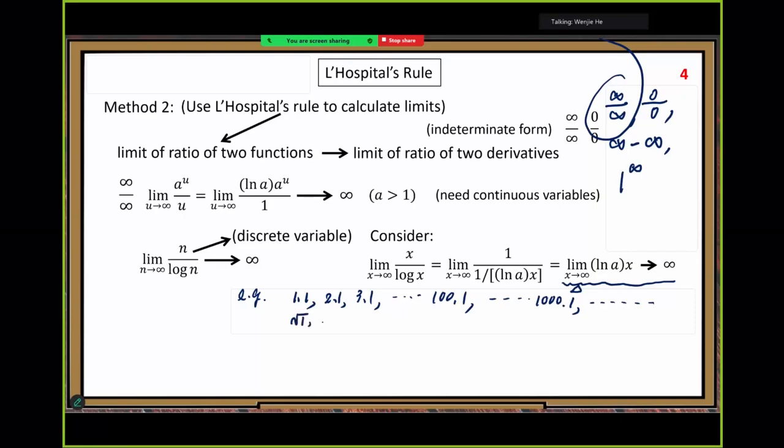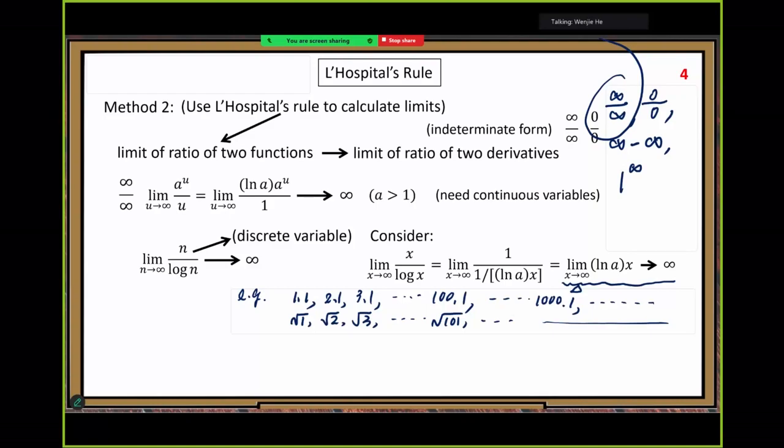Root of 1, root of 2, how about that? Root of 3, root of 101, for example, and so on, all the way to infinity. This sequence also goes to infinity, right? So you have millions of different ways to make x approach infinity.